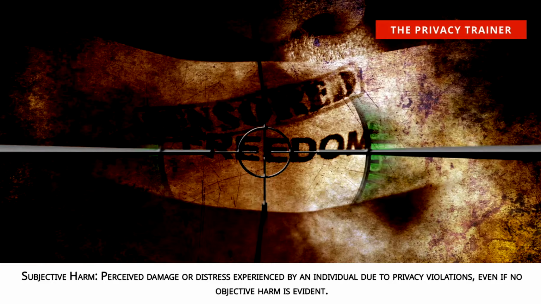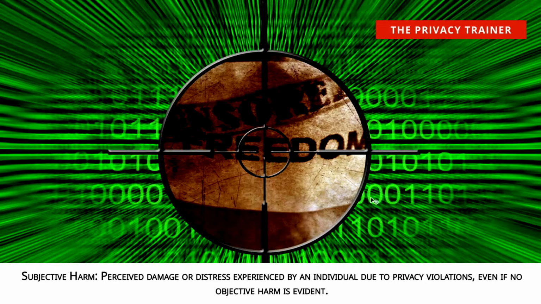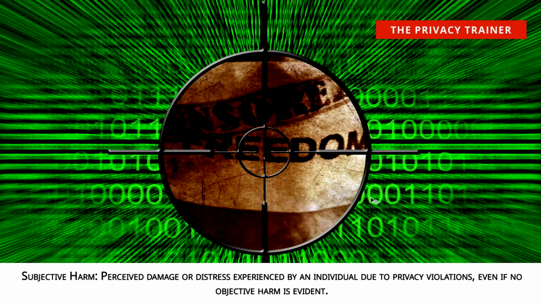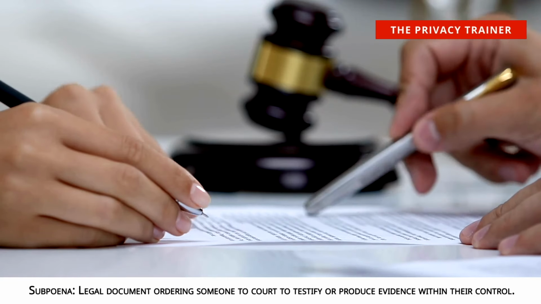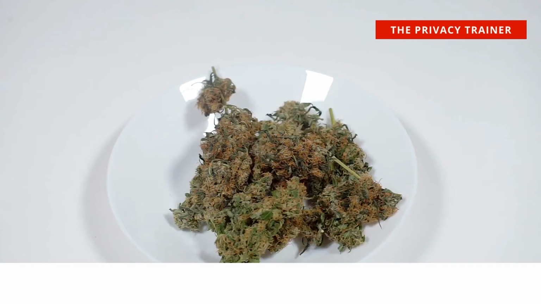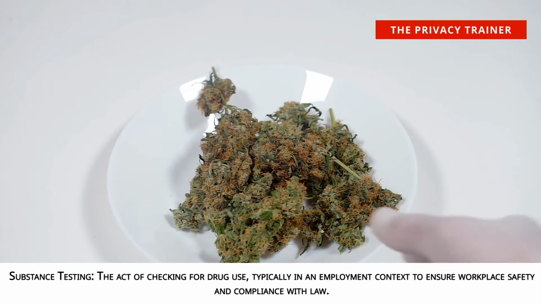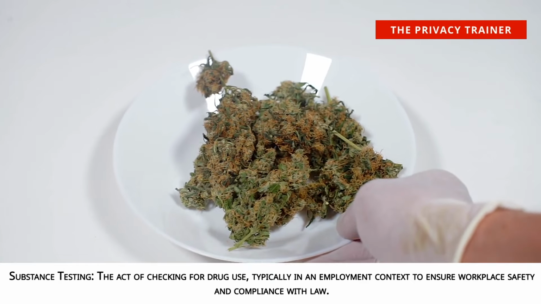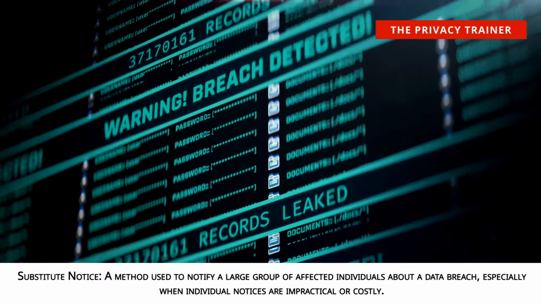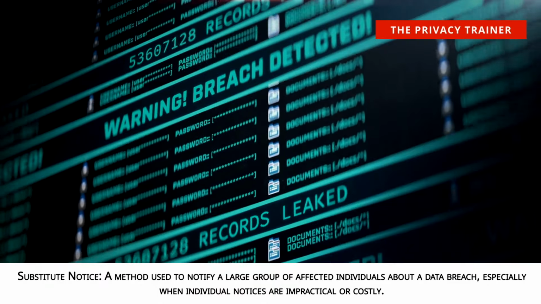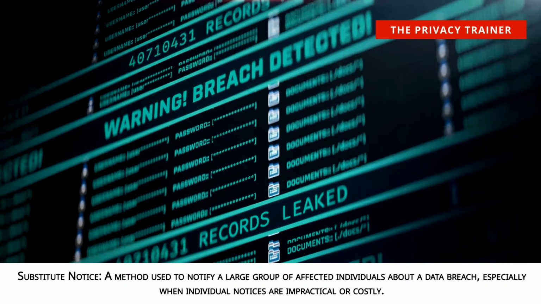Subjective harm, perceived damage or distress experienced by an individual due to privacy violations, even if no objective harm is evident. Subpoena, legal document ordering someone to court to testify or produce evidence within their control. Substance testing, the act of checking for drug use, typically in an employment context to ensure workplace safety and compliance with law. Substitute notice, a method used to notify a large group of affected individuals about a data breach, especially when individual notices are impractical or costly.